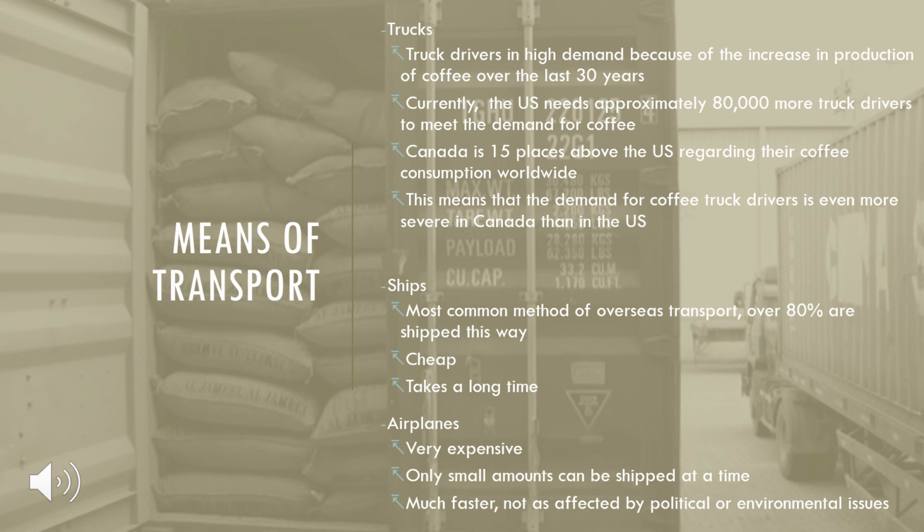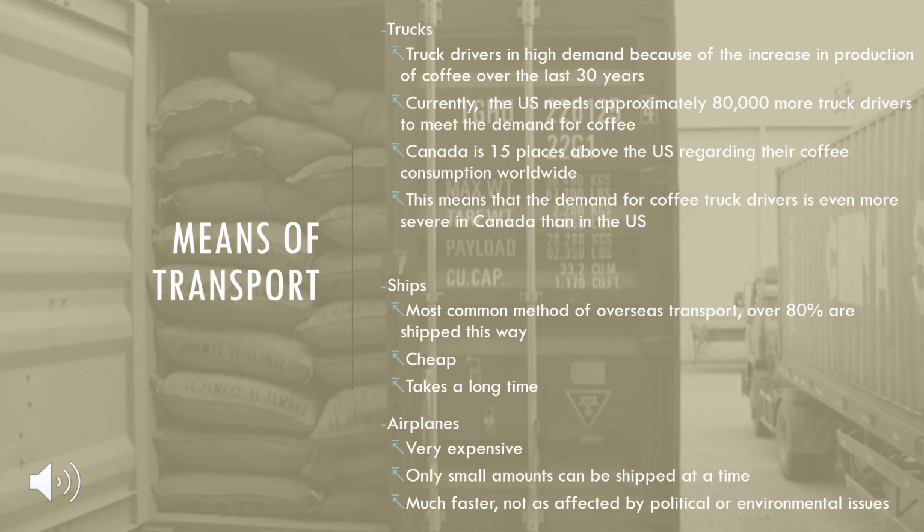The two means of transport to ship green coffee overseas are ships and airplanes. Ships are the most common method of overseas transport, with over 80% of green coffee being shipped this way. A pro for this method is that it's cheap, but a problem is that it can take a very long time, leaving the coffee on board vulnerable to the elements and with a higher chance of going bad.